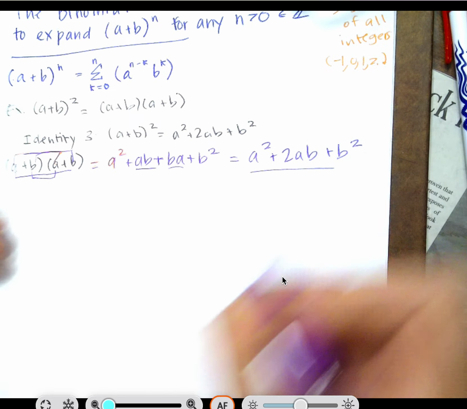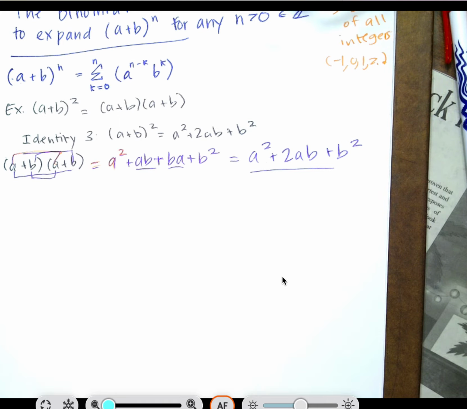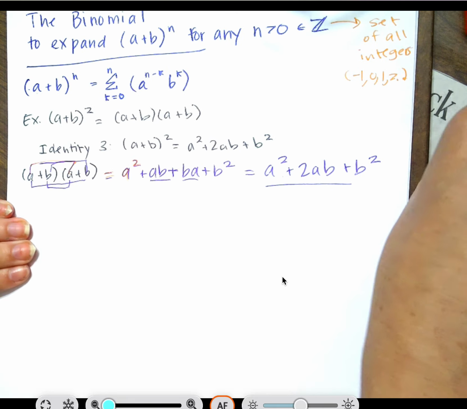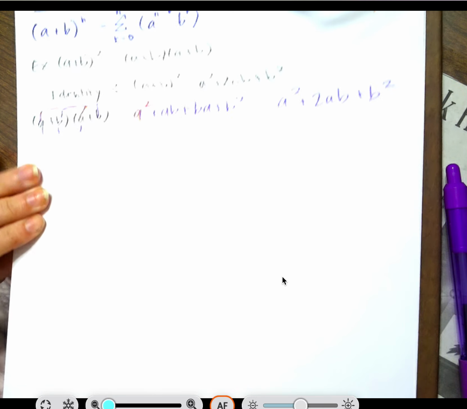All right, and you may say, well, that's not too bad. Why would I want to learn another method to do this? Well, you'll see a little bit later when we look into a longer example.